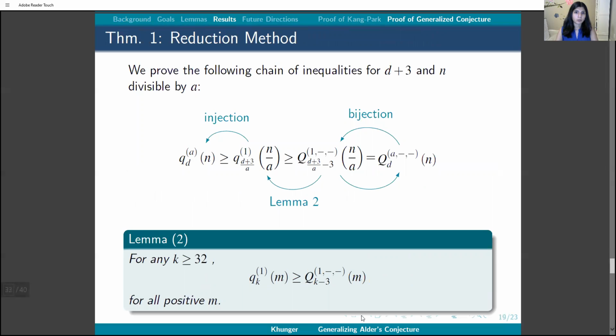First, we're going to prove theorem 1. This was very similar to proving Kang and Park's conjecture with these slick inequality chains. We proved a bijection between these two. We applied lemma 2 here, where we were able to compare little q and big Q dash dash with these respective subscripts. And then finally, we constructed an injection between these two little q sets. So that allowed us to prove theorem 1 alongside the trivial case.